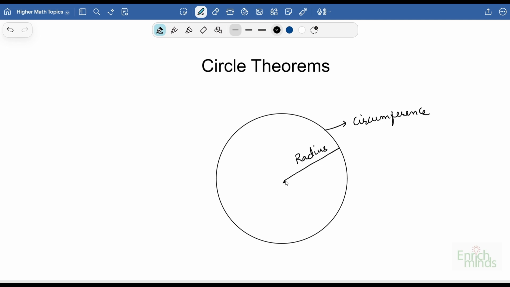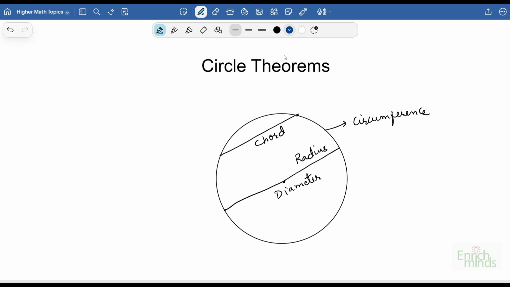If I double the radius so that it connects to the point on the other side of the circumference, that's the diameter. If I join any 2 points on the circumference of a circle, that's a chord of a circle. A chord divides a circle into segments.